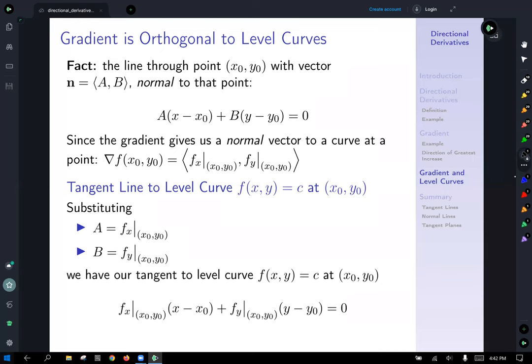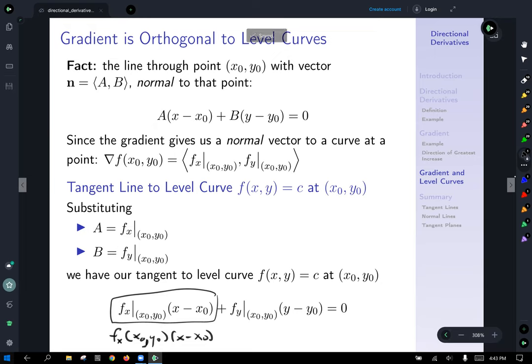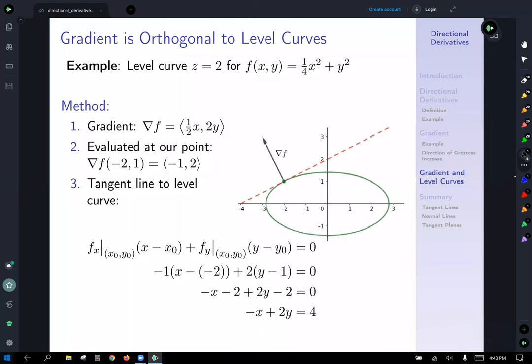Now, a long time ago, I told you why I liked vertical bars for evaluation better than parentheses. That's because if you write (x naught, y naught) like this, x minus x naught, oh my goodness, I know there's a comma here and that's what tells us we can't do this, but it just looks like multiplication, a little confusing. I personally think that this is a little more clear. Anyway, that's just a parenthetical addition to this conversation. Gradients, again, continuing our conversation about gradients being orthogonal to level curves.